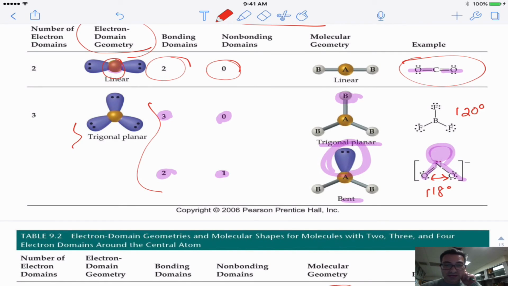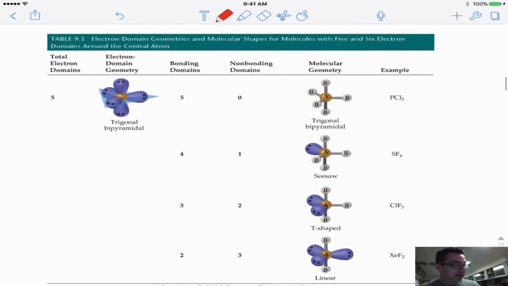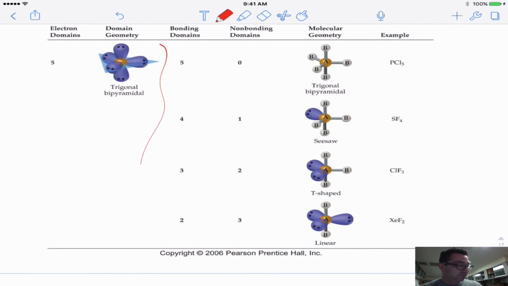Now what happens if I go ahead and I violate the octet rule and I add on 5 domains? Well, then I get these 4 shapes right here. If I have 5 connected atoms and no lone pairs, I'm trigonal bipyramidal. I have 2 angles. I have 120 degrees for these 3 B's here, and then I have 90 for those.